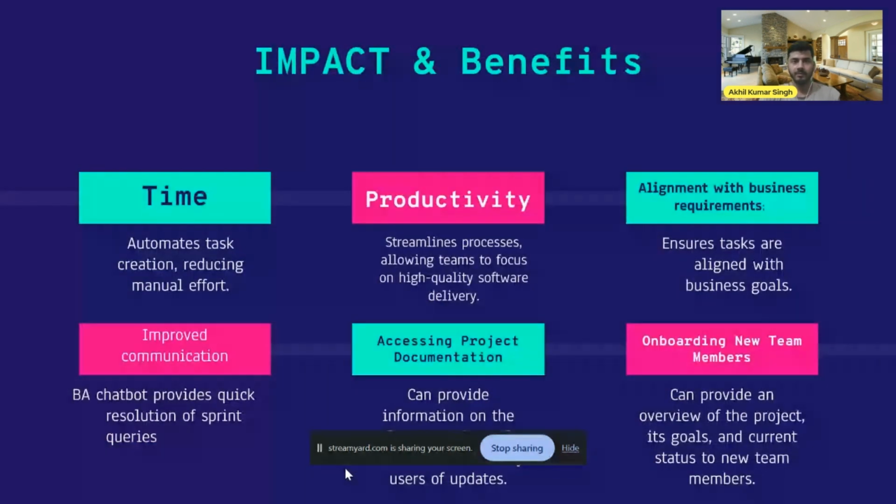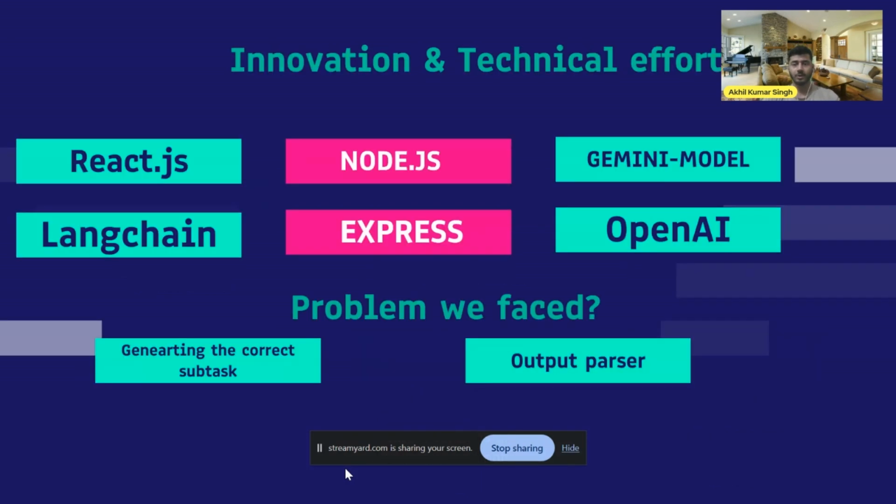So when we move next, in the impact and benefits, we can see it can surely help in time, productivity, and also align with the business requirements. We can ensure the tasks are aligned with business goals, and it also improves communication and provides quick resolution of sprint queries, and it will assist the project documentation. It will also help in onboarding new team members, and can provide an overview of the project goal. And we have this innovation and technical efforts. On the technical side, we use React, Node, Gemini, LangChain, Express, and OpenAI.